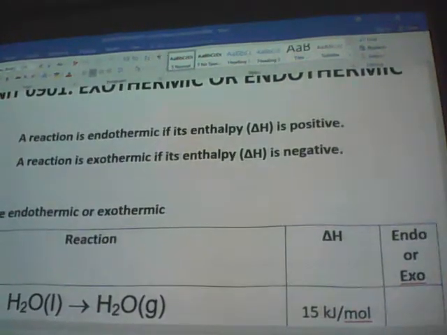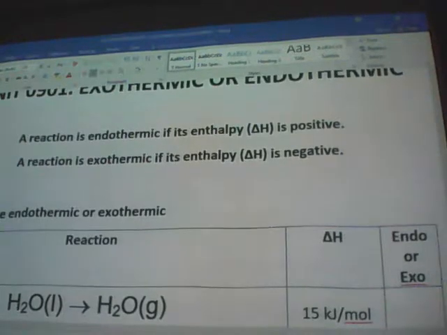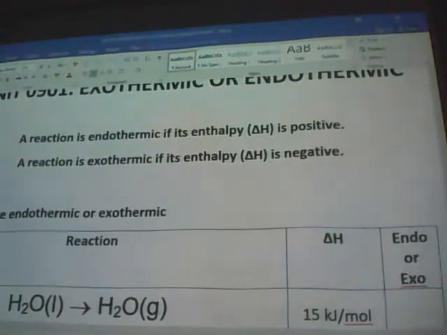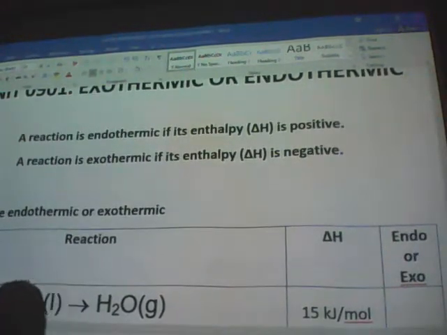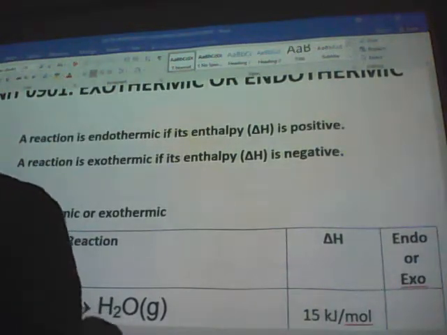I'm going to give you a worksheet. The only thing you've got to do is look at the enthalpy. If it's positive, you write endo. If it's negative, you write exo. That's all you've got to do.